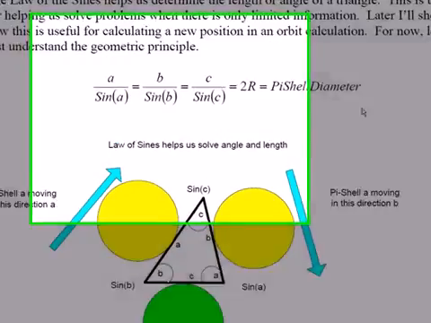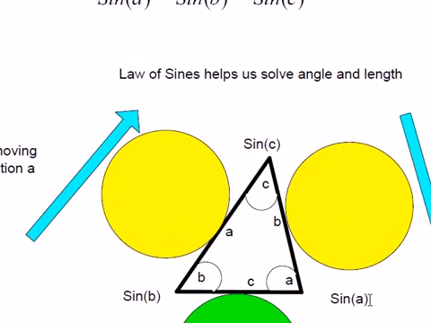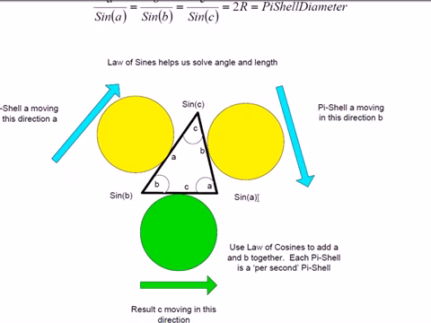Let's just do a diagram of that. Here you can see you've got A, B, and C. You can see sine A, B, and C, and what you get is the pi shell diameter. That is useful also for calculating an orbit, but primarily for the example I'm going to show you now, in a second, I'll show you how you can calculate trajectories with the law of cosines.